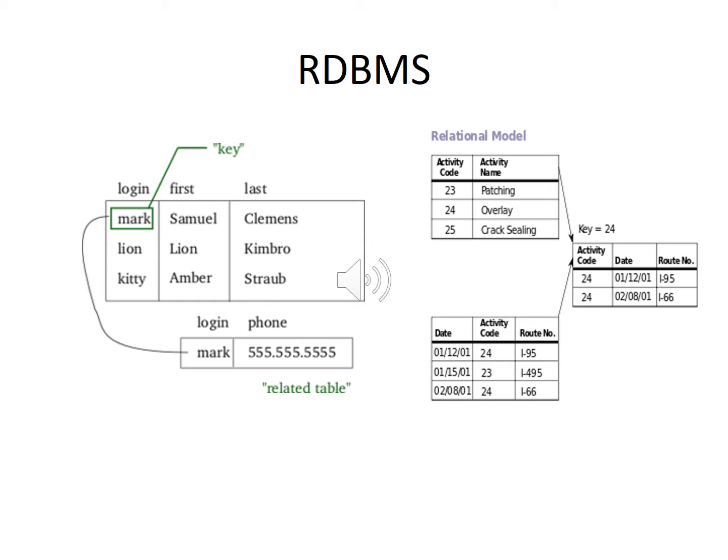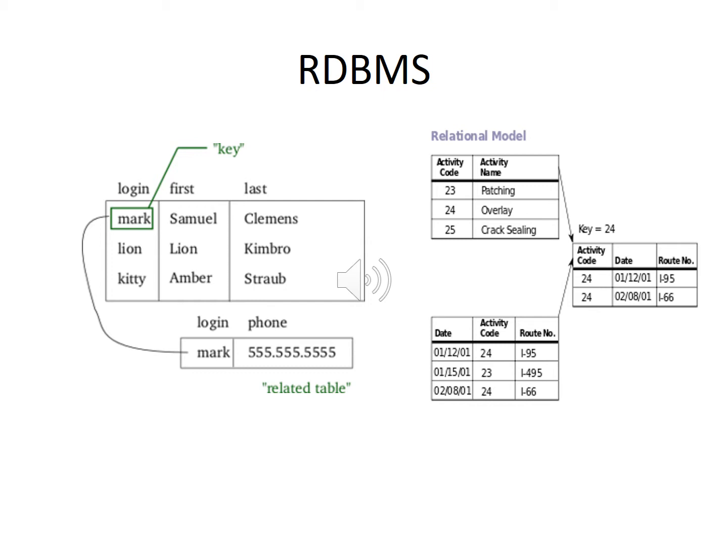You have your transactional data. So you have the date, you have the activity code, and the route that that activity was performed on. In this case, we're not listing the activity name in the bottom table. We only list the code 24 because then we can link that. That would serve as a foreign key when we link that together.